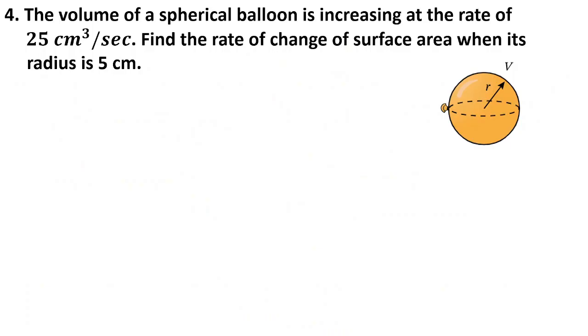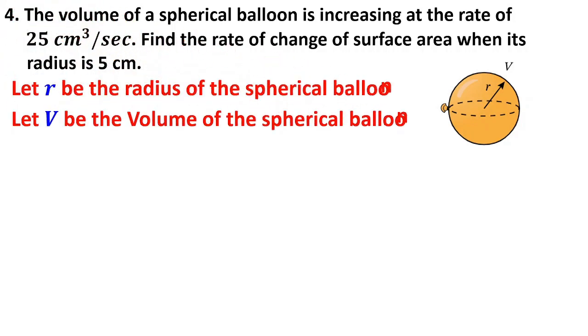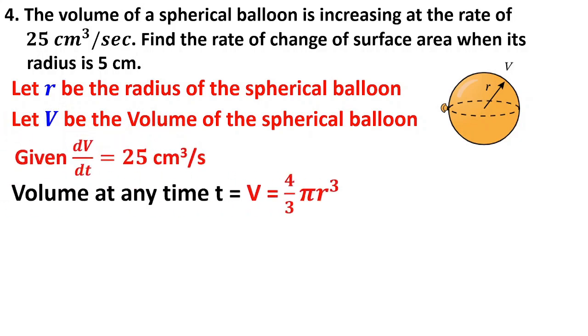The volume of a spherical balloon is increasing at the rate of 25 centimeter cube per second. Now we have to find the rate of change of surface area. The rate of change of volume is given, and the rate of change of surface area is asked. Both are connected by the rate of change of radius. Well, let us see. Let r be the radius and V the volume, and given that dV by dt is plus 25 because it is increasing, and volume at any time is 4 by 3 pi r cube.